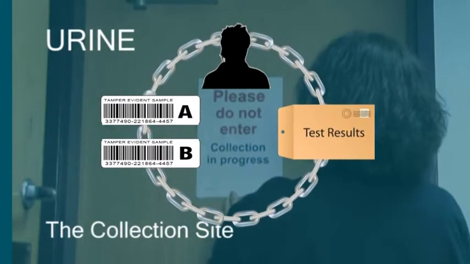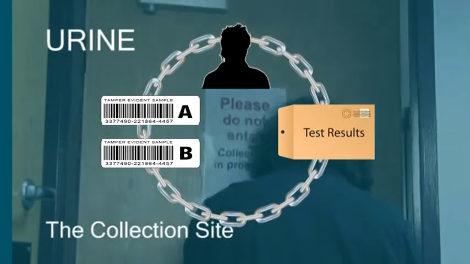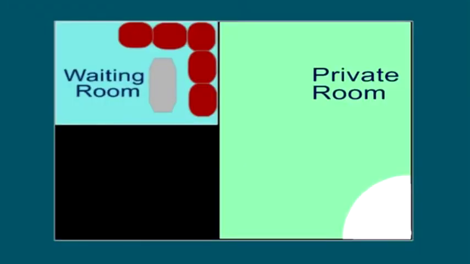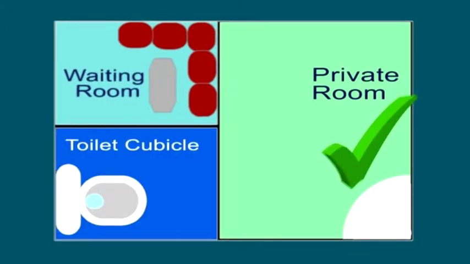It will take you about 15 minutes to prepare your area before you start on your first collection. The ideal collection site has a waiting room, a private room with a wash-hand basin, and an adjoining toilet cubicle. Typically, this would be a medical room.